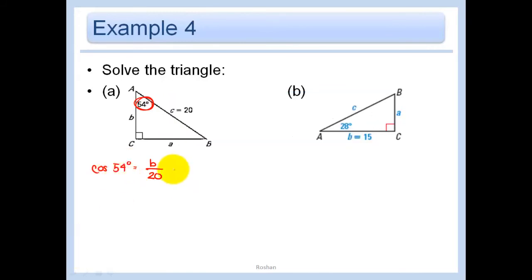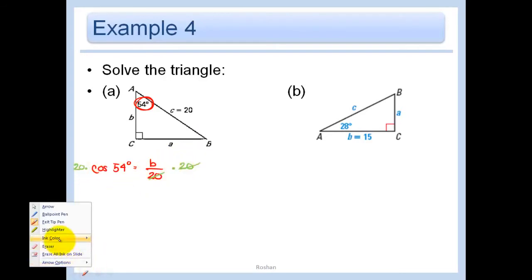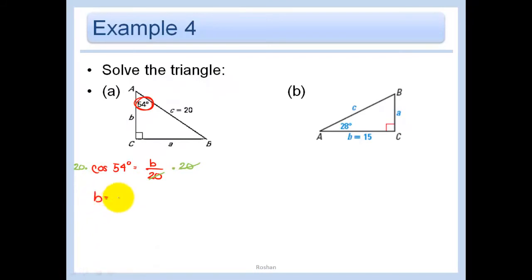Before I do that though, let me just multiply both sides by 20 because that's what b is going to be equal to. So I'm going to have b equals cosine of 54 degrees times 20. So go to your calculator.